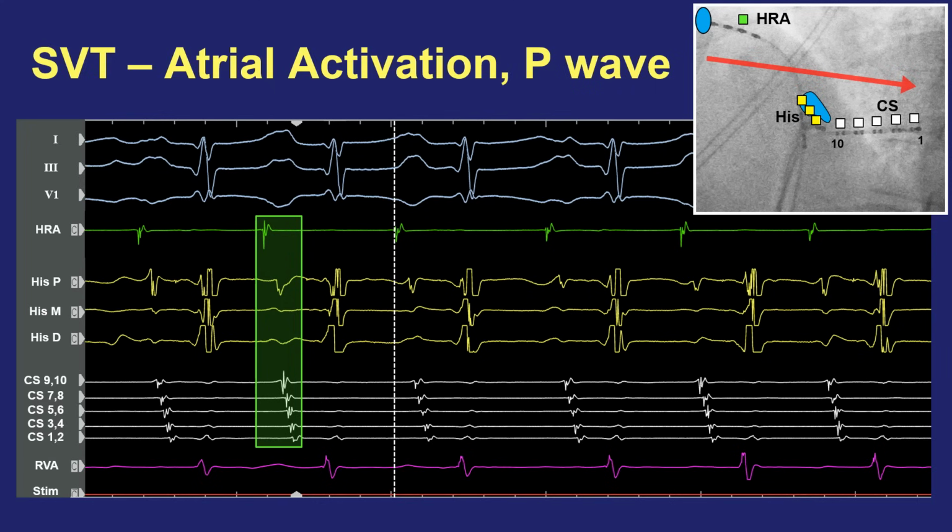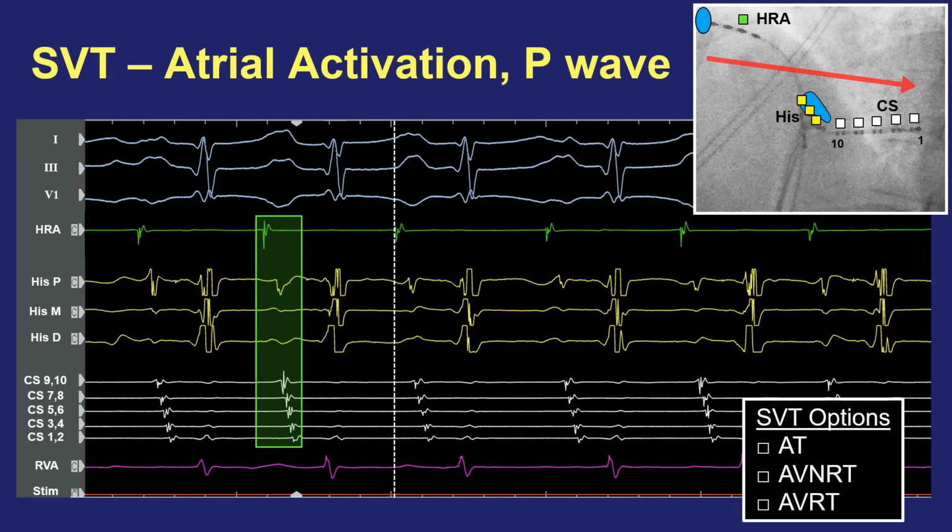You can be fooled, for example, if the HRA catheter inadvertently had dropped down to the septum and it looks early. So you should always make sure your catheters remain located anatomically where you think they are before you draw conclusions. But here the catheter was correctly placed. And as we think of our checklist here, this rules out AV node reentry as a possibility, because you couldn't have earliest atrial activation way out here because the AV node is located in the center of the heart.